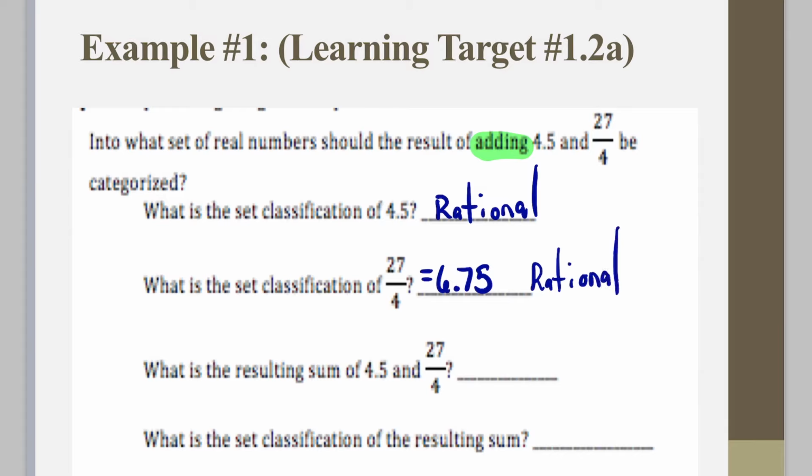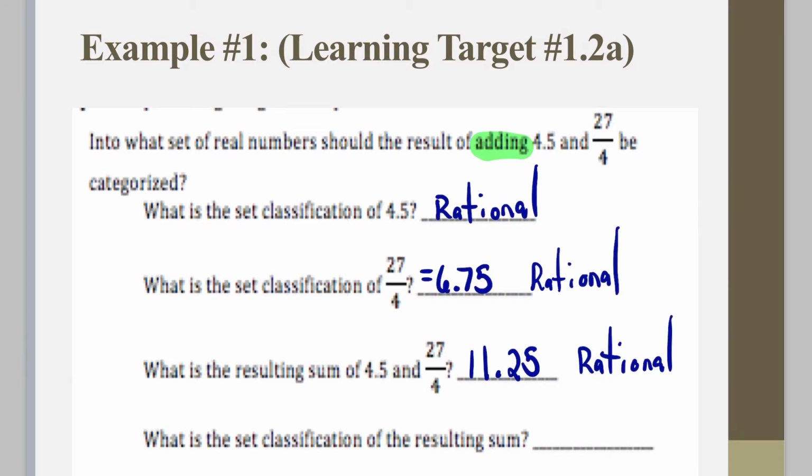Now, at this point, we're asked the question, what is the resulting sum of 4.5 and 27/4? Well, using a calculator or working it in your head, we have 4.5 plus 27/4. The answer is 11.25. 11.25 is a terminating decimal. Therefore, we have another rational number.